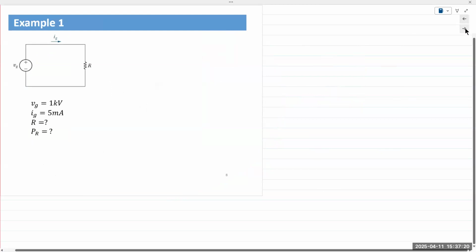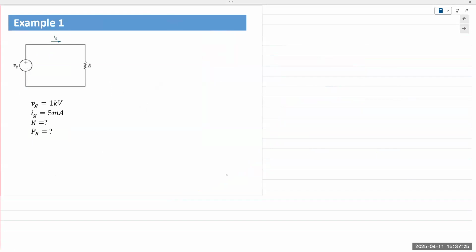All right, example one, quick and easy examples. I'm going to let students solve it and tell me the answer. So voltage is 1, current is 5. What is the resistance? Anyone?